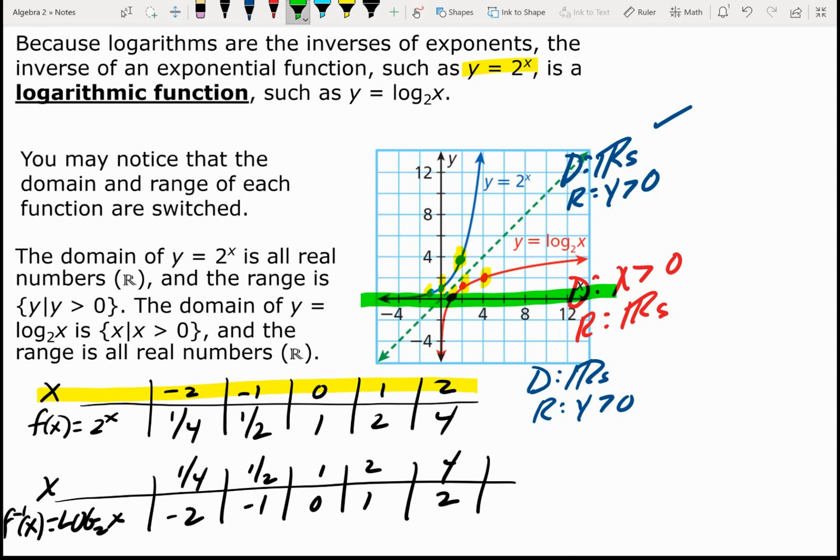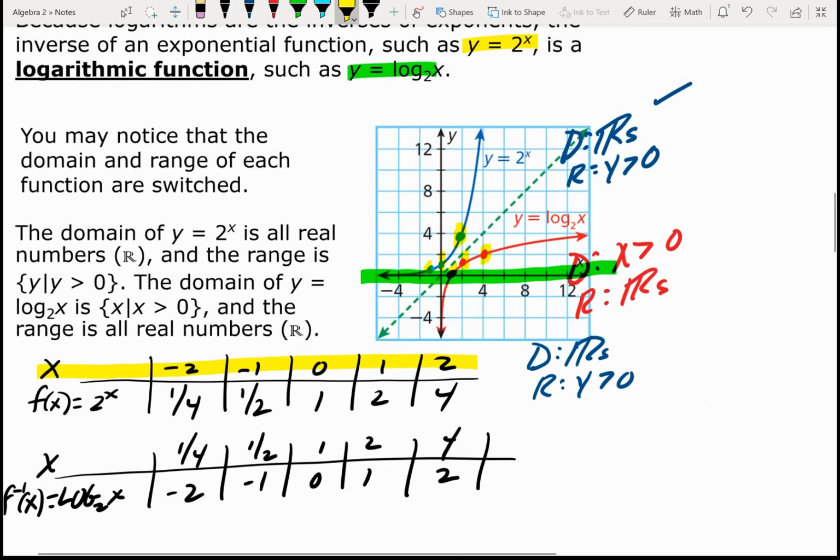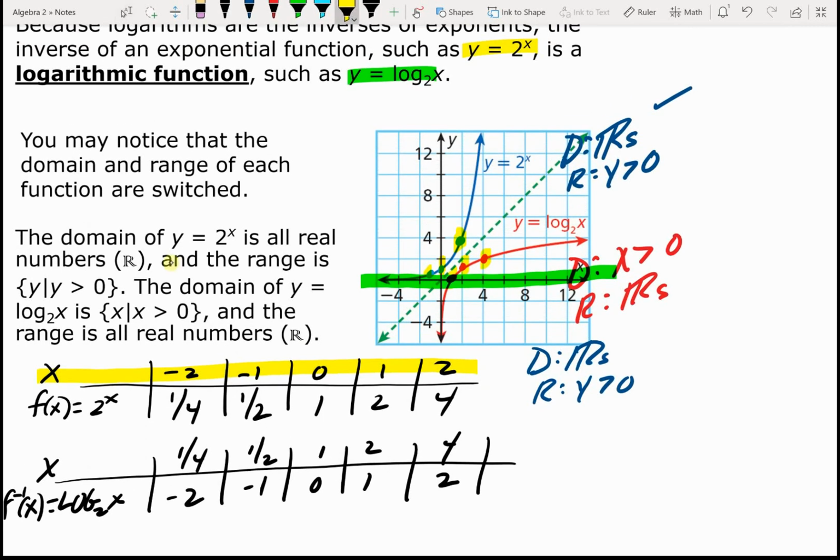The inverse function then will be log base 2 of x. And so as before, we can just switch the x and y. So my x becomes my y's here, and then my y's become my x's there. And so I graph that. Now, because we switch the domain and range, our domain and range for the inverse is going to be switched as well.